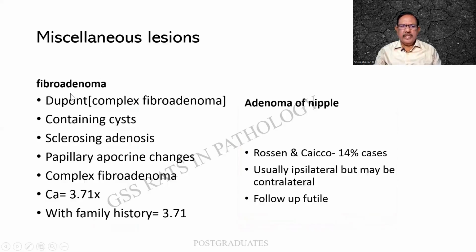And also lesions such as fibroadenoma. There can be cysts, sclerosing adenosis, apocrine changes, etc. My professor used to say it can be called more a fibroadenomatoid hyperplasia. In fact, if you search between the lines in Ackerman, he would have mentioned that there is an entity called fibroadenomatoid hyperplasia in a fibrocystic disease of the breast. Adenoma of the nipple is another condition, and here also the follow-up is futile.